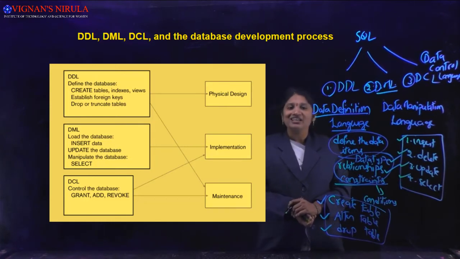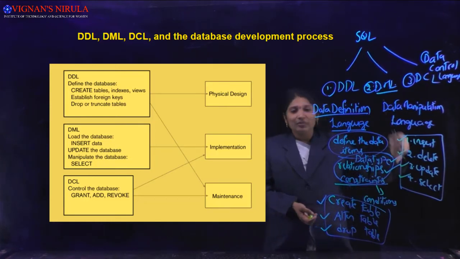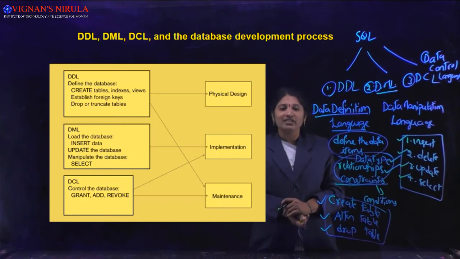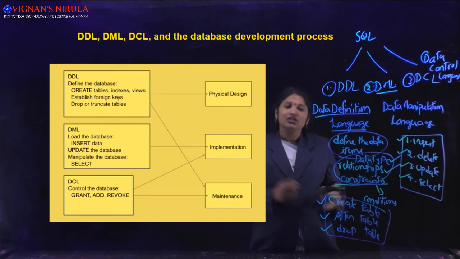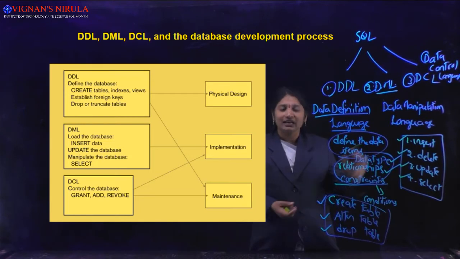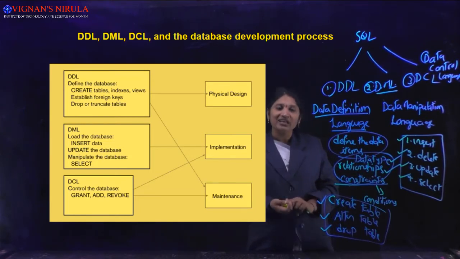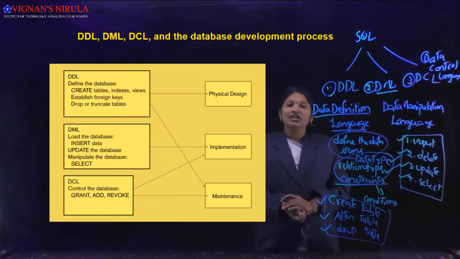We are using the select command. So under the DML, we have four different commands: insert, to insert the new data items; delete, to delete already existing data items; update, to modify the existing data with the new data; and select, which can be used to retrieve our required information from the database. So that is about DML commands.